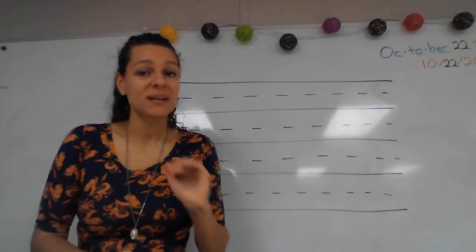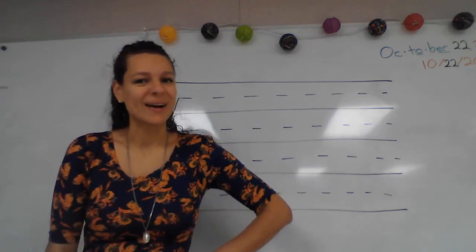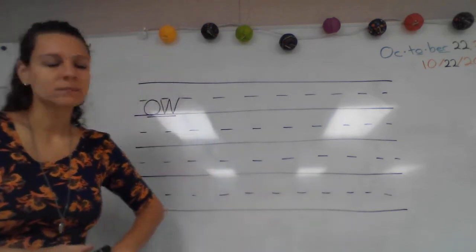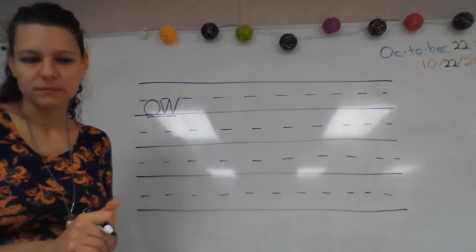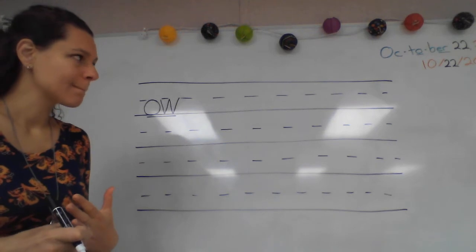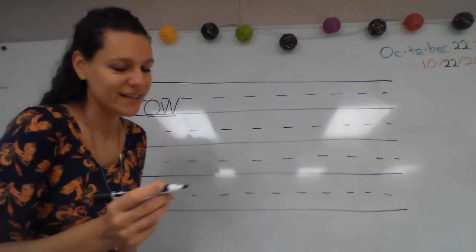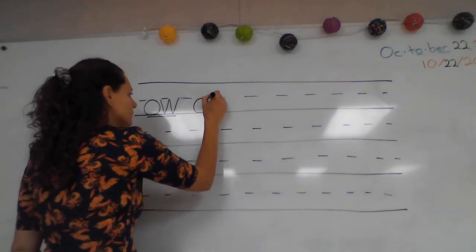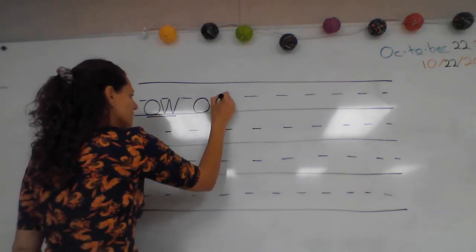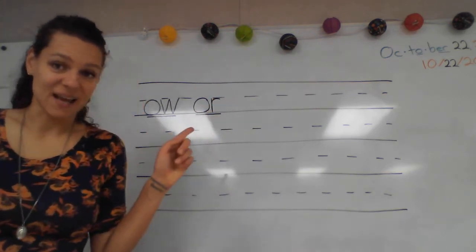All right, the next one we need today is or. What are you going to write? Good, or. Say it while you write it. All right, class, what did you just write? Good, or. All right, so if you didn't have that, write it and say it while you write it.